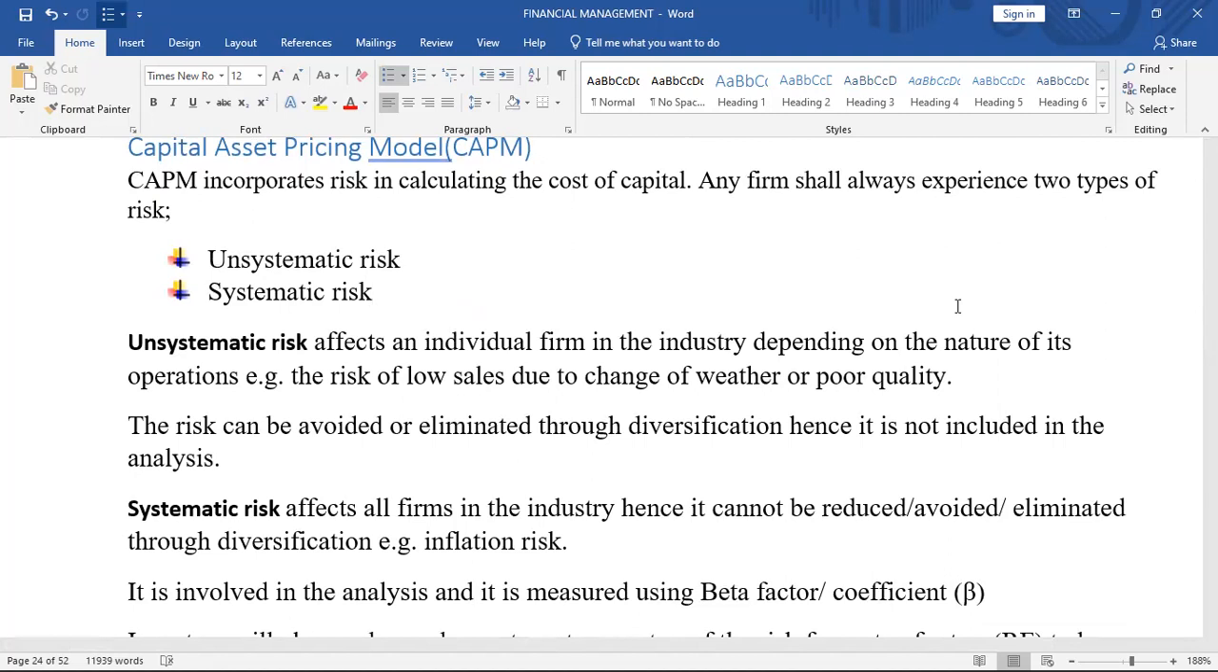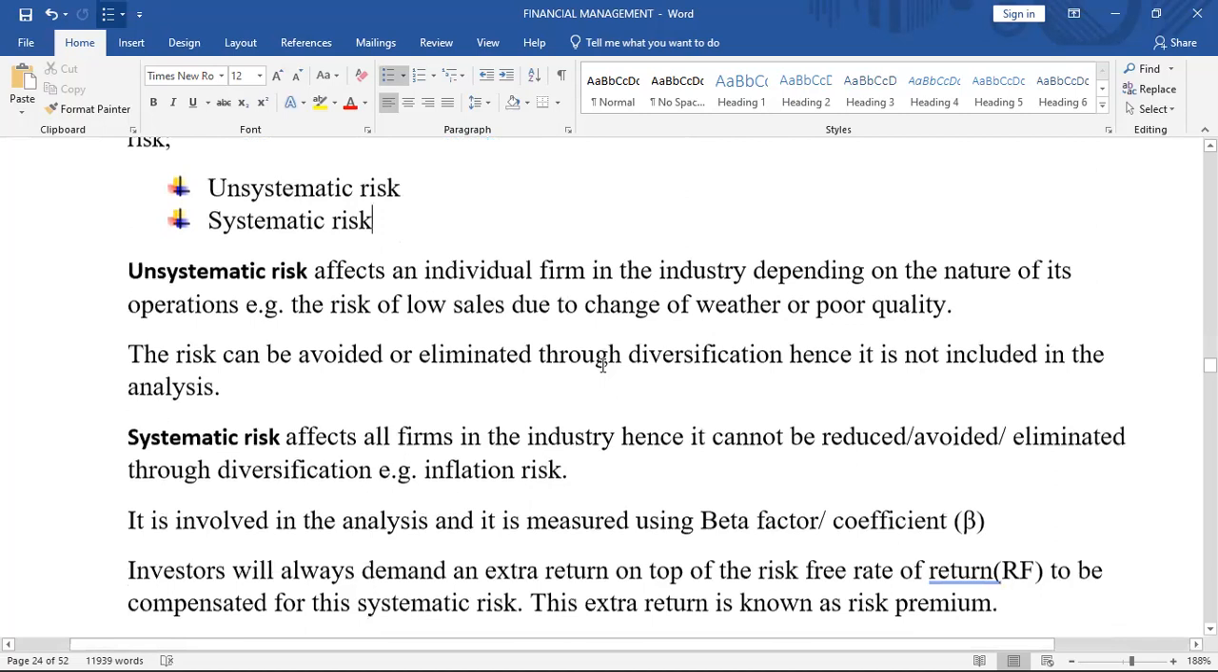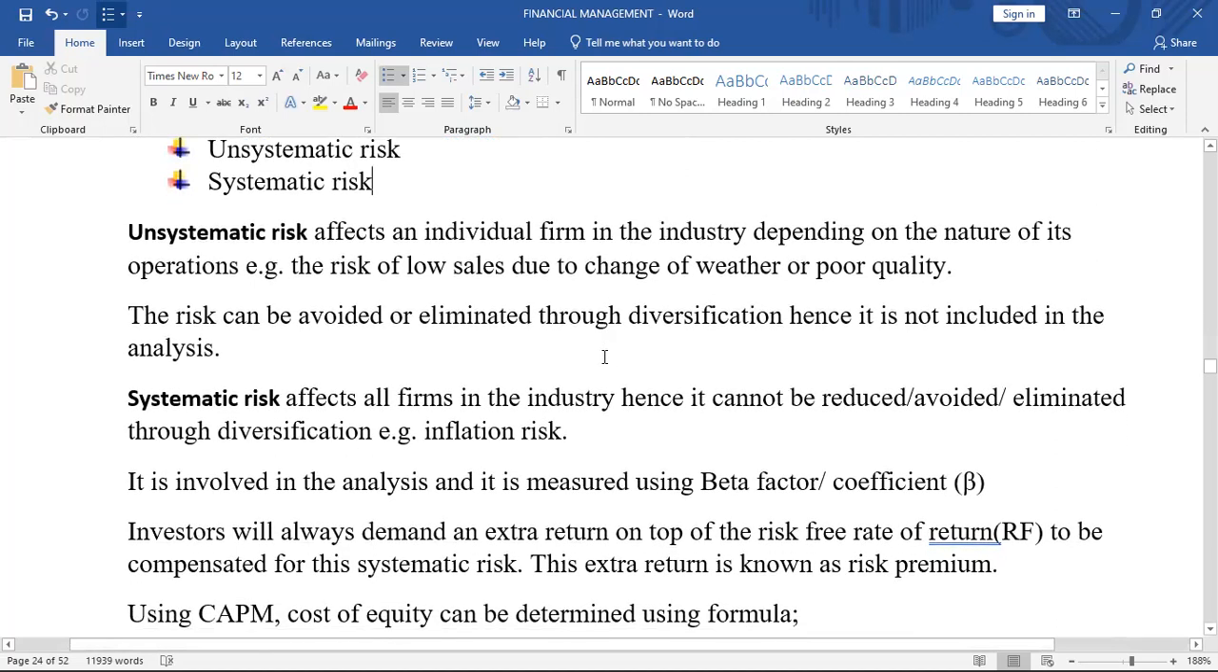And systematic risks. When we look at it, unsystematic risk affects an individual firm in the industry, depending on the nature of its operations. For example, the risk of losses due to change of weather or poor quality is an issue which might be affecting one organization. Not all organizations are going to be affected by weather or poor quality of products, because each company is dealing with different types of products. This risk can be avoided or eliminated through diversification, hence it is not included in the analysis.